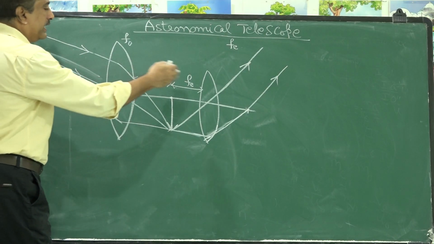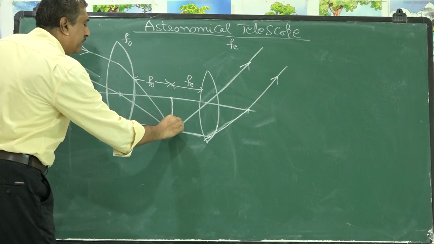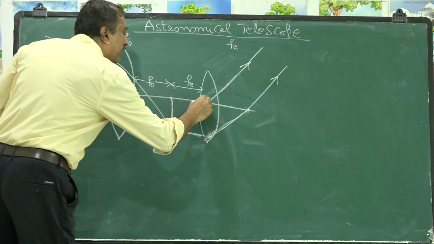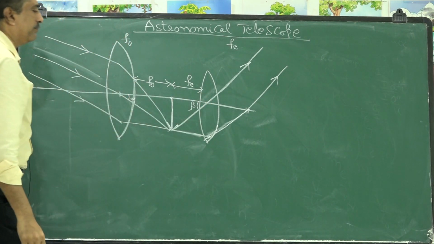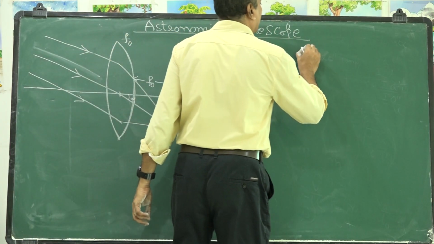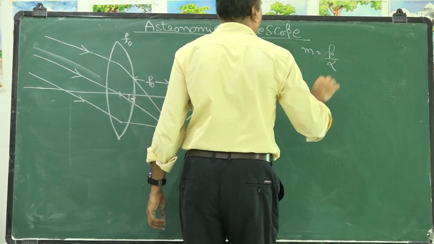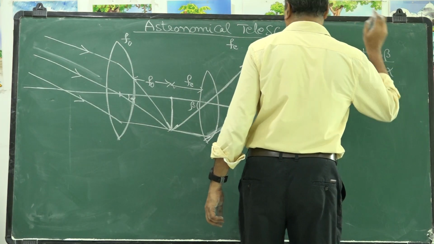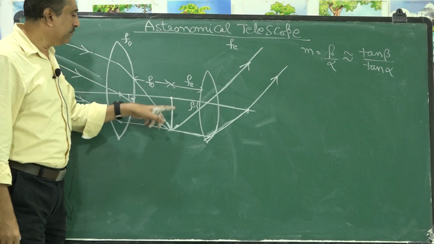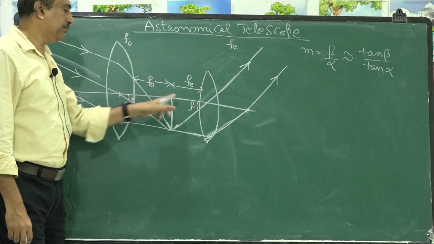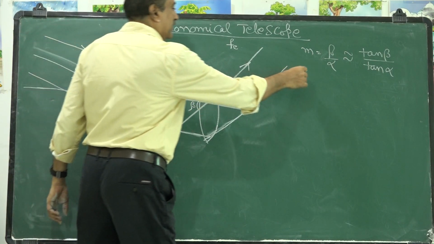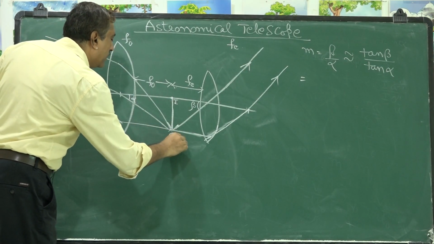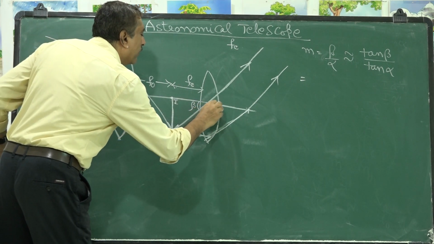Okay. Now, to calculate the magnifying power, if alpha is the angle subtended by the object and beta is the angle subtended by the image, then the magnifying power is m equal to beta by alpha, which is approximately equal to tan beta by tan alpha, because the position of the image is the same and the position of the object is also the same for these two. Okay. Now, assume that this is I G, this is O, and this is O dash.